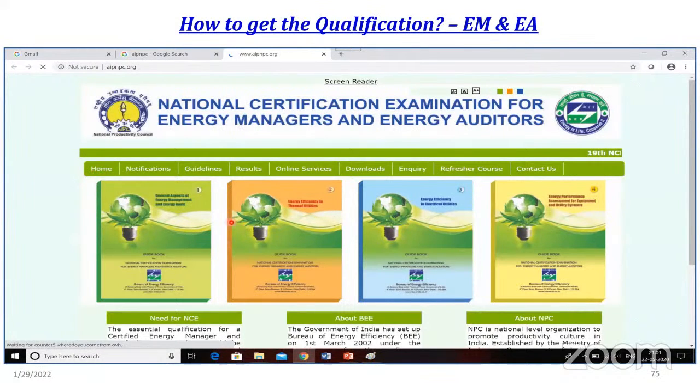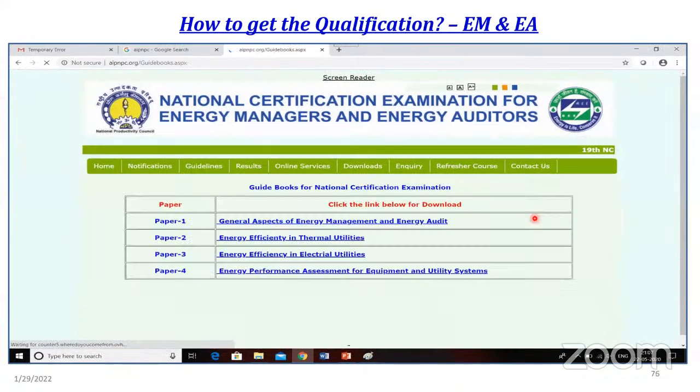Okay. So in this examination, 4 different examinations, 4 different papers, are available: Paper 1, paper 2, paper 3, paper 4. Right? I will tell you what they are. Paper 1 talks about the general aspects of energy management system. Paper 2 talks about the thermal utility, mechanical system. Paper 3 talks about the energy utilities in the electrical utilities. Paper 4 talks about the performance equipment.